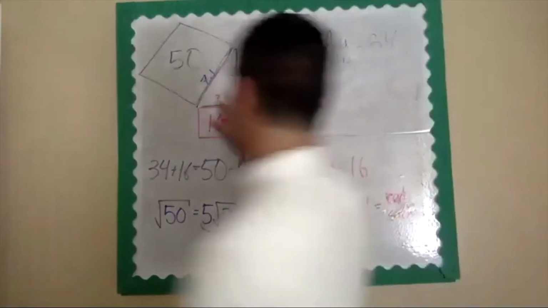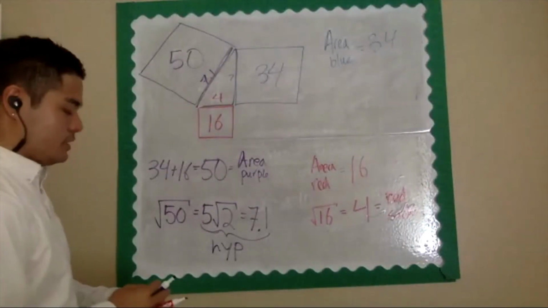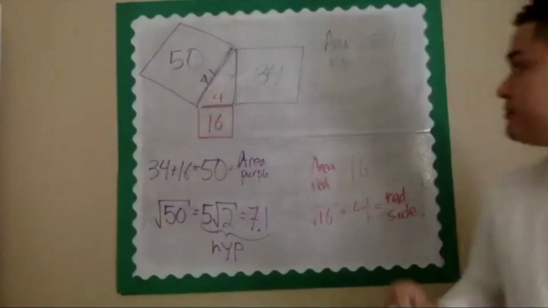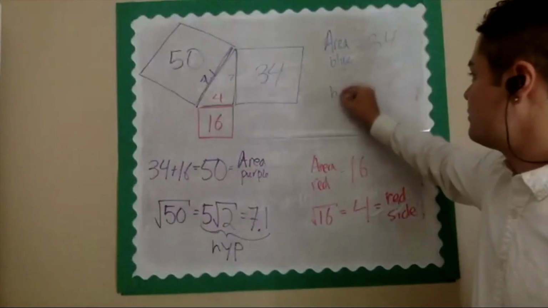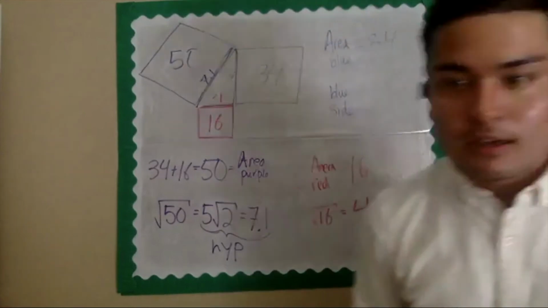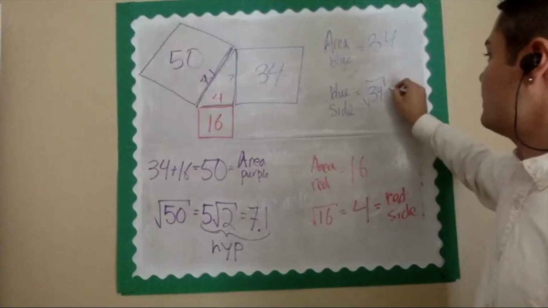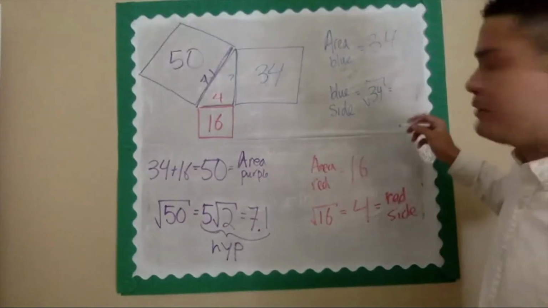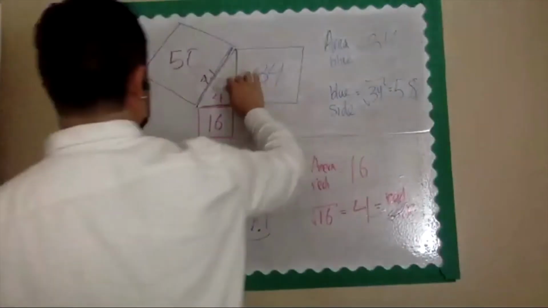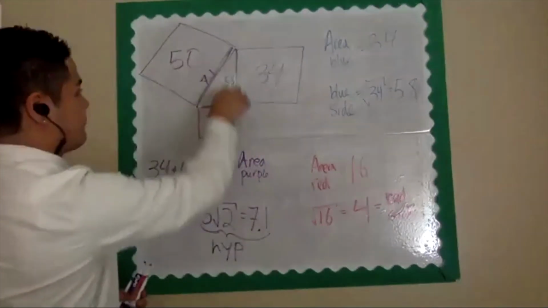Okay. And what about the blue side? 5.8, okay? So we're doing the square root of 34. You can't simplify that any further. If you leave it in decimal form, it's 5.8. Okay. If you wanted, you could have used the Pythagorean theorem also.